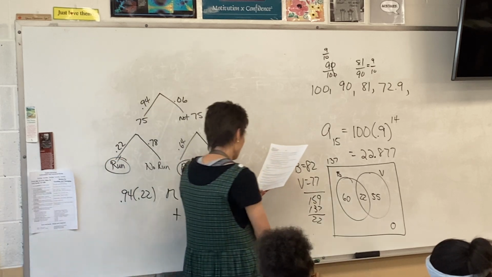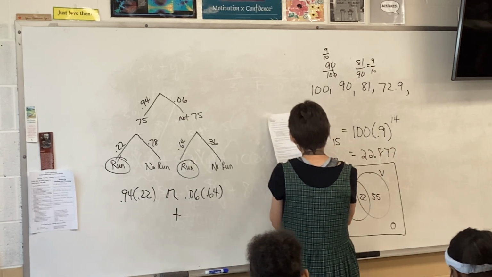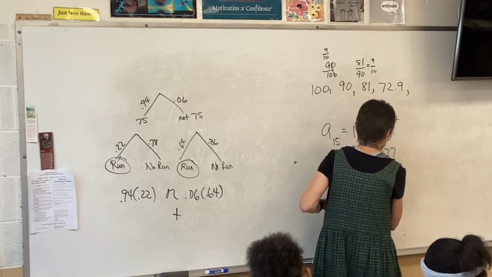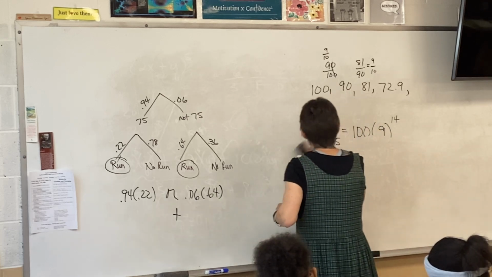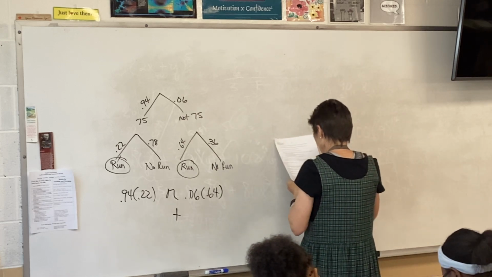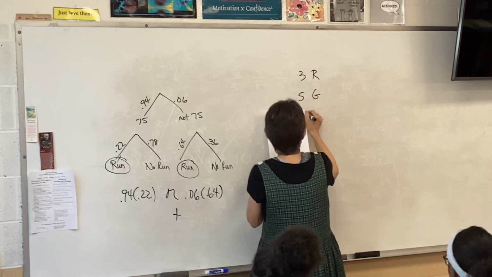All right, number 15. A bag contains 3 red, 5 green, 8 blue. How many ways can 2 red, 1 green, and 2 blue marbles be chosen? Okay, so what have I got? I've got 3 red, 5 green, 8 blue.